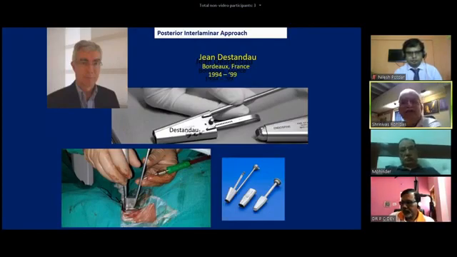Second is Dr. Destandau. He used a tubular retractor which is mobile. He started this in 1993. This is the mobile tubular retractor. This is the outer tube. This is the inner tube.